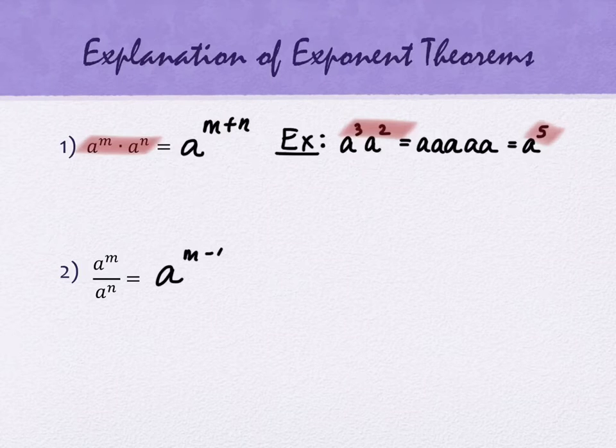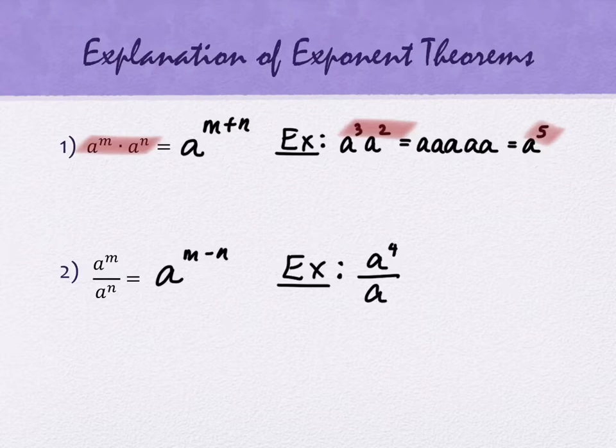Like so. So then, let's do an example. We're going to do a to the fourth over a, which is the same as a to the first. Just a reminder, okay? So just like last time, a to the fourth means I have 4 a's, right? A to the first means I have 1 a. So what can I do when I have a divided by a?